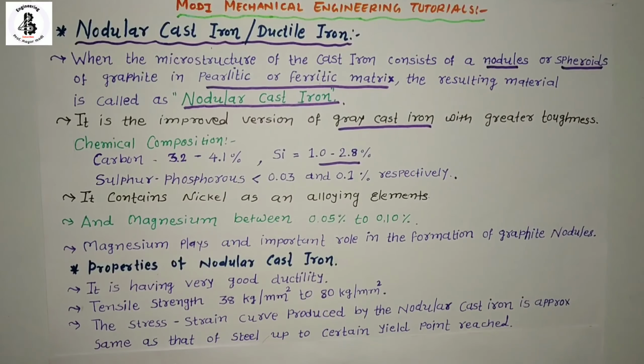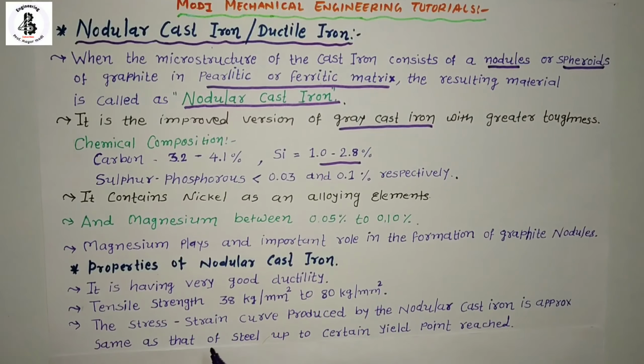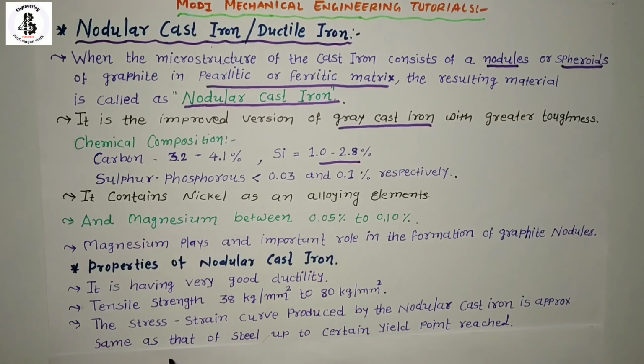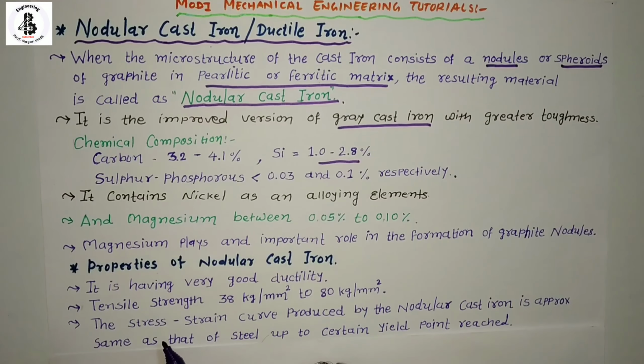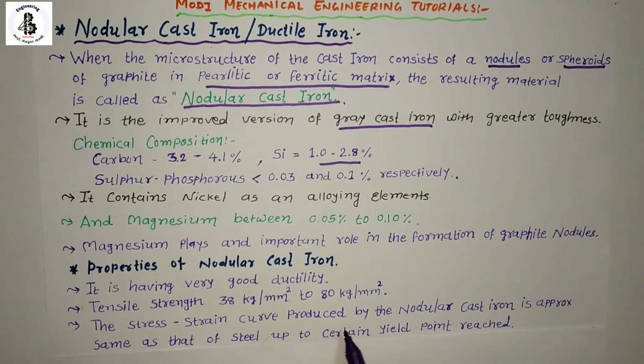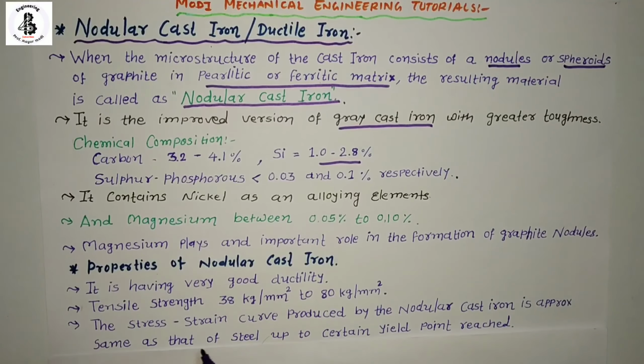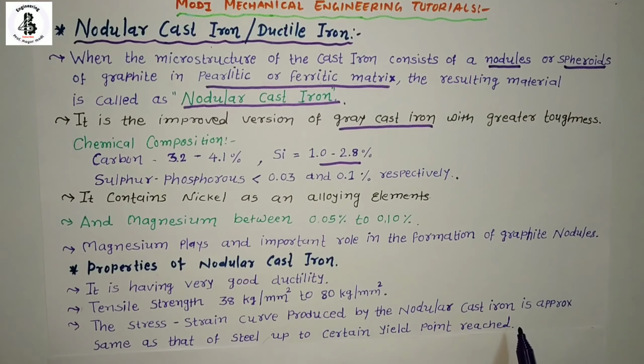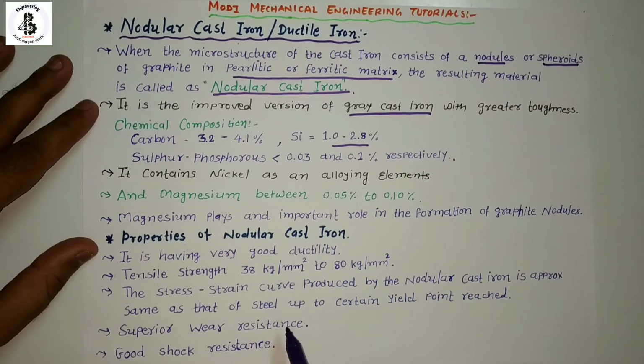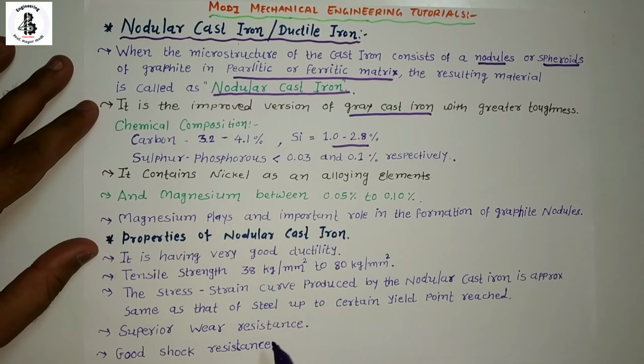If you take a sample and make a stress-strain relationship for nodular cast iron, the stress-strain curve produced is approximately the same as that of steel up to a certain yield point, with superior wear resistance as well as good shock resistance.